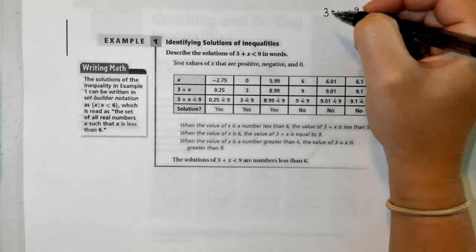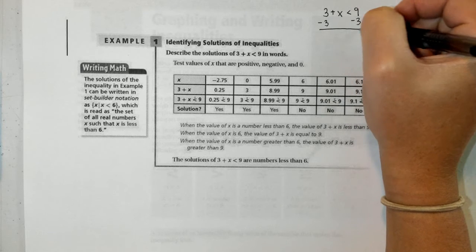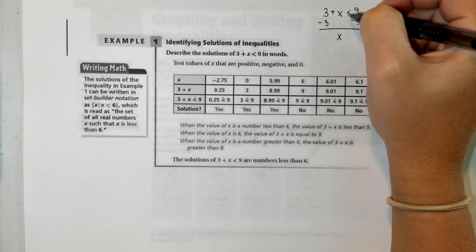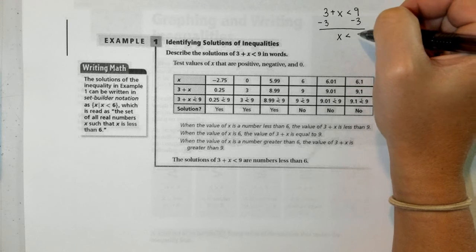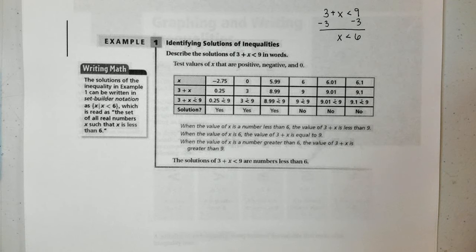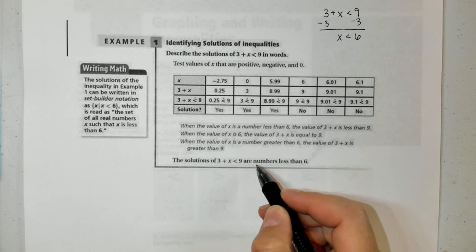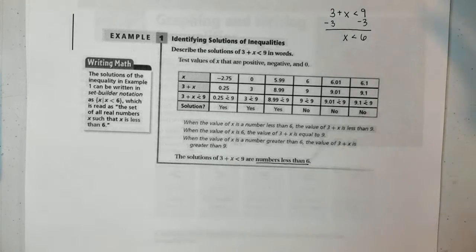Here you could actually subtract 3 from both sides, just like an equation. And then we're left with x less than 9 minus 3, which gives me 6. So any value that is less than 6 is going to work for this inequality. So the solutions of 3 plus x is less than 9 are numbers less than 6.